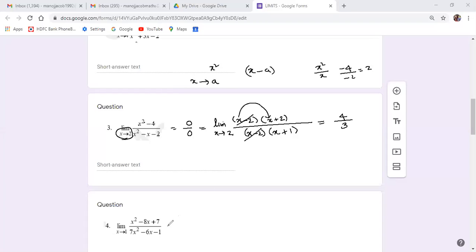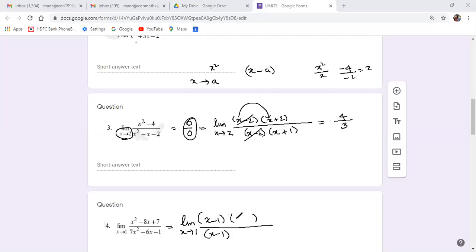Provided this factor will happen only if it is 0 by 0. Otherwise it will not be that way, as in the previous problem. Here x is tending to 1, and we are getting 0 by 0 also here. So what will be the factors? x minus 1. First write that factor. Now tell me what will be the second term?